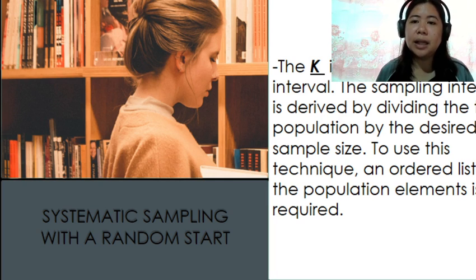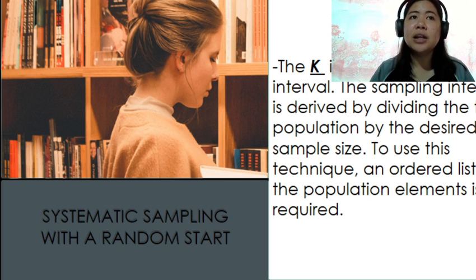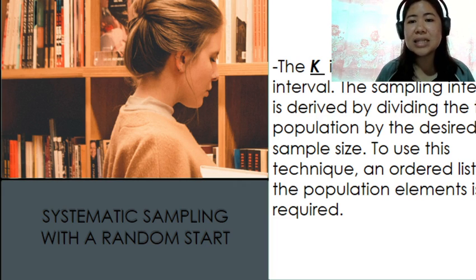It's simple. We just have to determine the K unit, or the sampling interval. How do we do that? We just divide the total population by the desired sample size. For example, the total population is 100 and the desired sample size is 50. We divide 100 by 50, which gives us 2 as the answer. So 2 here is our sampling interval.